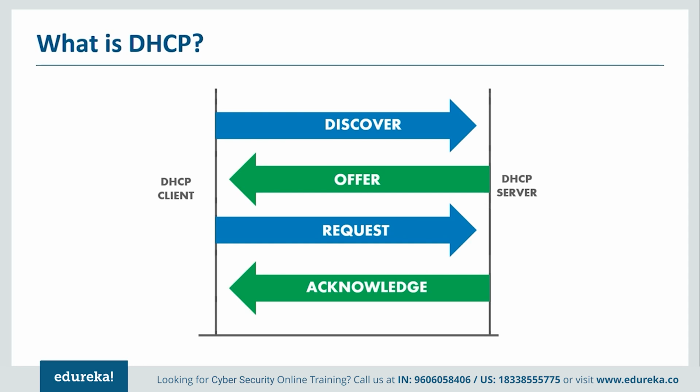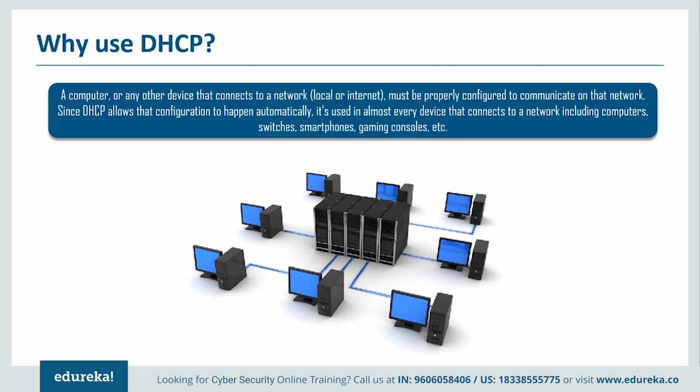DHCP also lacks any built-in mechanism that would allow clients and servers to authenticate each other. Both are vulnerable to deception and to attack, where rogue clients can exhaust a DHCP server's pool. Okay, so let's move on to our next topic, and that is why use DHCP. So I just told you that DHCP doesn't really have any sort of authentication, so it can be fooled really easily. So what are the advantages of using DHCP?